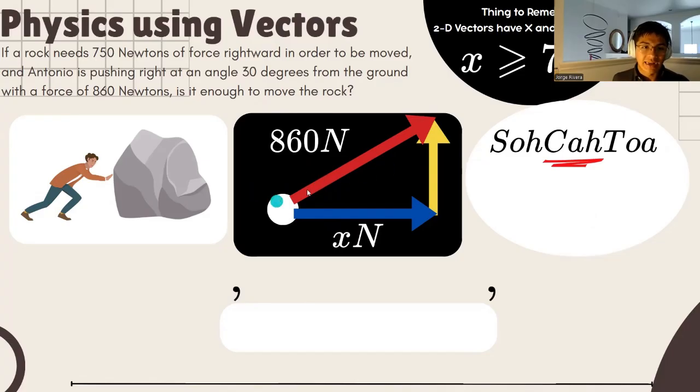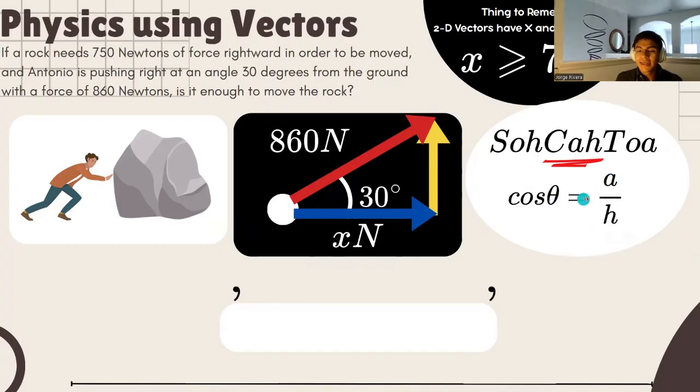Because this vector is at an angle of 30 degrees, how much of it is going rightward? Every single vector that's moving at an angle from the ground can be separated into its different components. We know it's 30 degrees from the ground, so we can use SOH CAH TOA, which is just our little trigonometric tool.